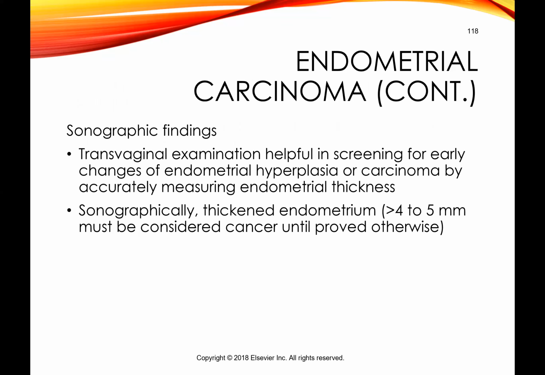Sono findings: transvaginal examination is helpful in screening for early changes in endometrial hyperplasia or carcinoma by accurately measuring the endometrial thickness. So you're going to have tons of ladies come in postmenopausal having some bleeding, and what they'll want to do is an ultrasound to see how thick the endometrium is. If the endometrium is thicker than 5 millimeters, then they will do an endometrial biopsy to see if there's any kind of tissue that is cancerous.